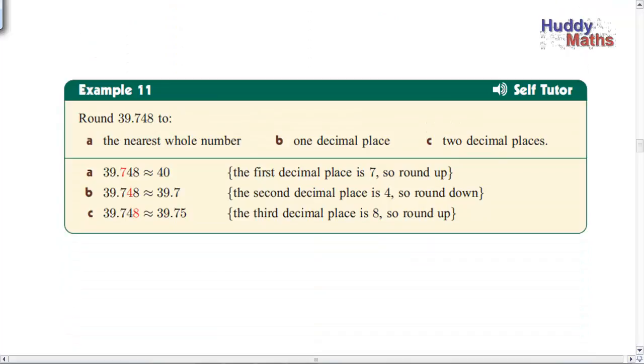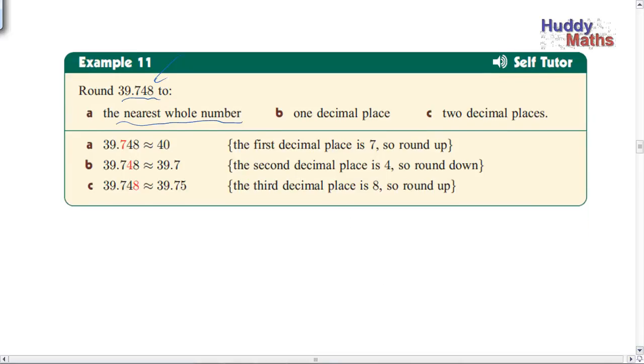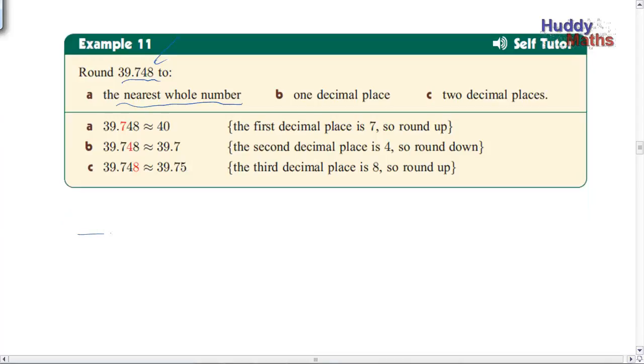Round 39.748 to the nearest whole number, because people say, hey, I'm getting confused with all these decimals here, mate. Just give me the nearest whole number. Well, what will you do? Well, let's draw this one. Just give me a bit of space down here. So let's go and have a look at 39.748.